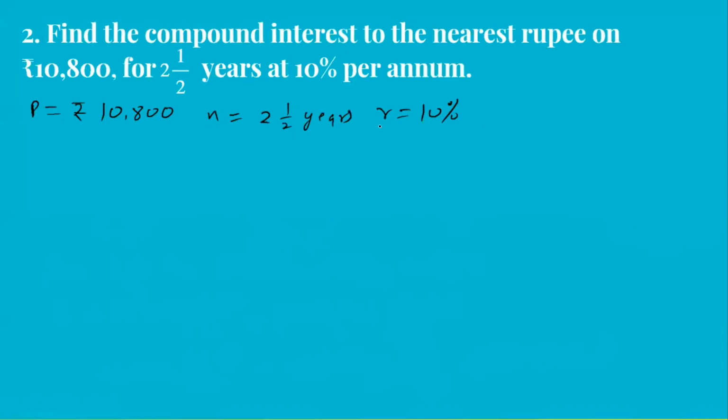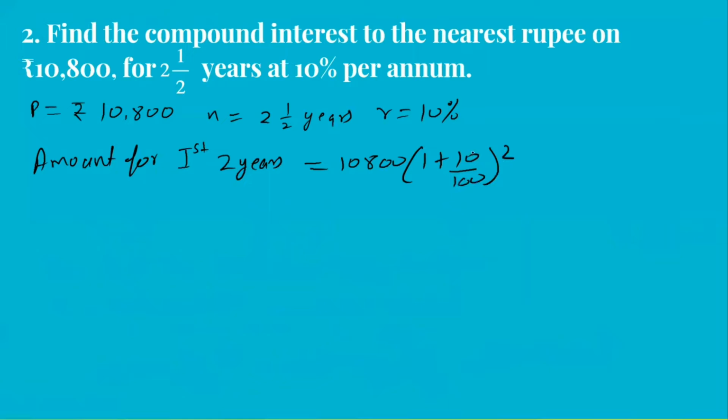Now in the compound interest formula, a fractional period, a fractional exponent, we are not able to solve. So what we will do is we will first find the amount for the first 2 years. So the amount for the first 2 years, we get it as P in bracket, that is principal 10,800 in bracket 1 plus R, that is 10 upon 100, raised to 2.